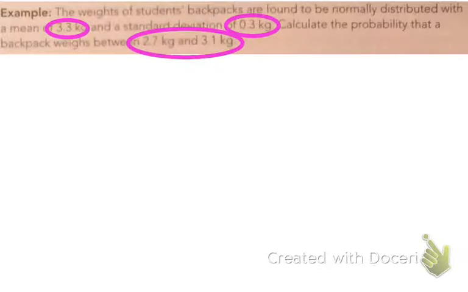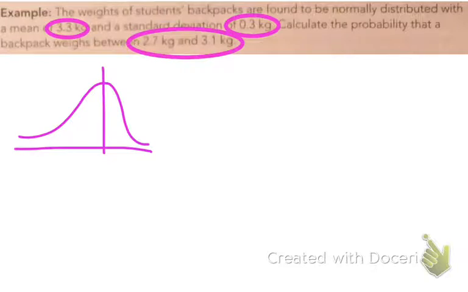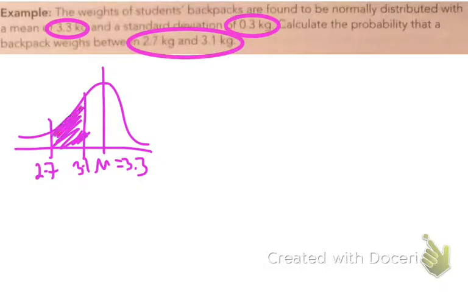So as always, our first step is to draw our distribution with our mean of 3.3. Now we're looking for a backpack weighing between 2.7 and 3.1. Both of those numbers are to the left of the mean, so they're both below the mean. So I'm just going to put 2.7 here, and then above that somewhere I'm going to put a value of 3.1. And we want to find the area between those 2 points. Okay, so that's what we're trying to do.